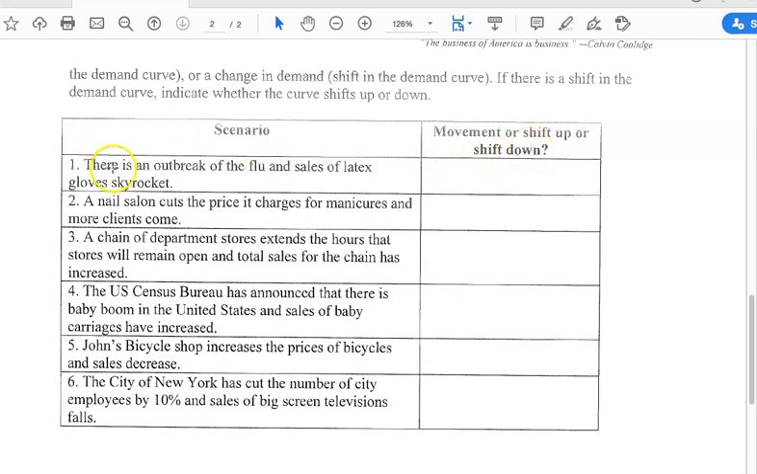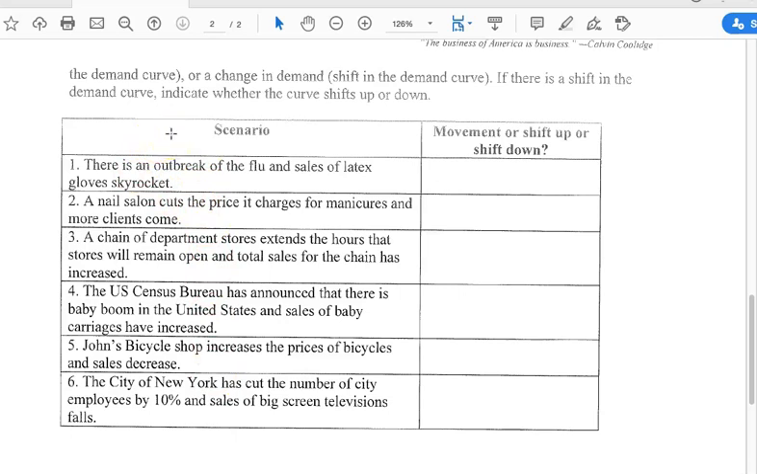So we're told in this scenario there's an outbreak of the flu and the sales of latex gloves skyrocket. So we can assume in here we're looking at a market of latex gloves. What do we suppose is going to happen in that market? If it's movement, that means the price of gloves is changing. It does not say that in the scenario that the price of gloves is changing, so eliminate movement. Your job is to tell me, do you think that's going to increase the demand or decrease the demand for latex gloves?